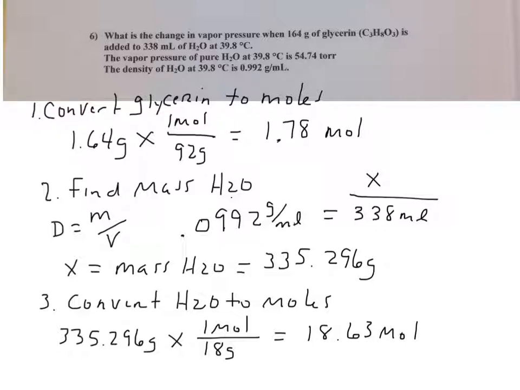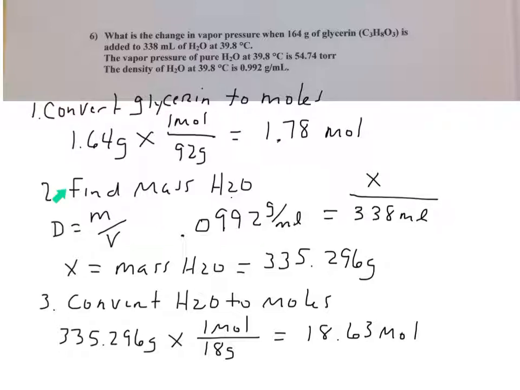Now take this one step at a time and don't let the problem overwhelm you. First, let's convert our grams of glycerin to moles of glycerin. Now we have 164 grams of glycerin. When we calculate the mass from the periodic table of C3H8O3, we get 92. So we have 1 mole over the weight from the periodic table. Grams cancel, and we have 1.78 moles of glycerin.